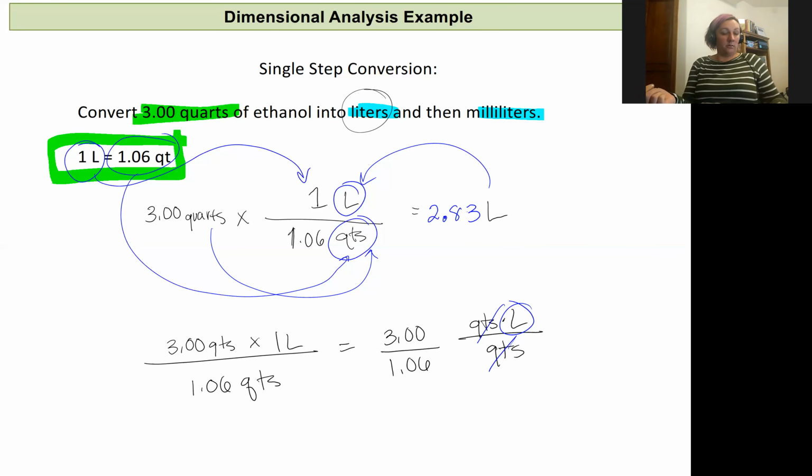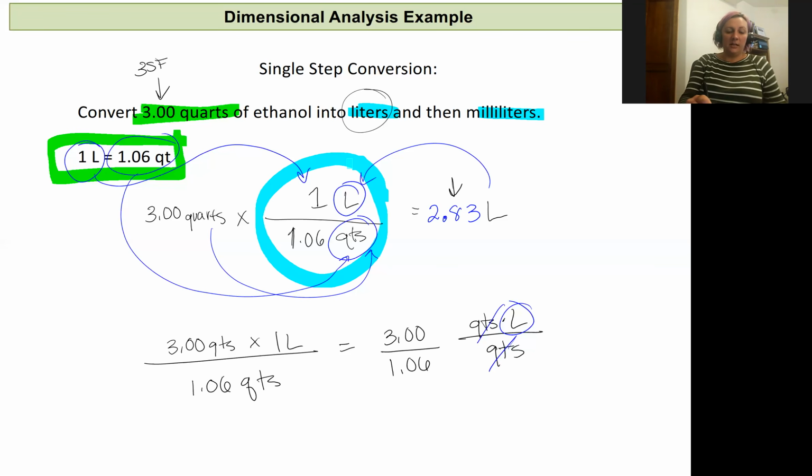2.83 liters. Note that I have 3 significant figures in my initial value if it's a measured value, and I have 3 significant figures in my final answer. So they match. I did a multiplication and division step, so I would make sure that my significant figures matched the least number of sig figs in an inexact number from the information I was given. And remember, this conversion factor right here, this is an exact number.